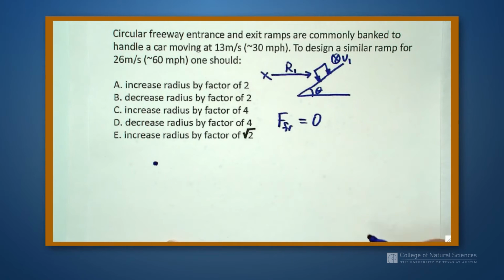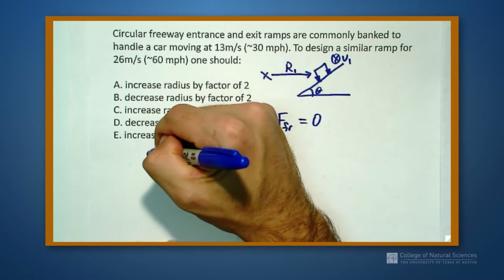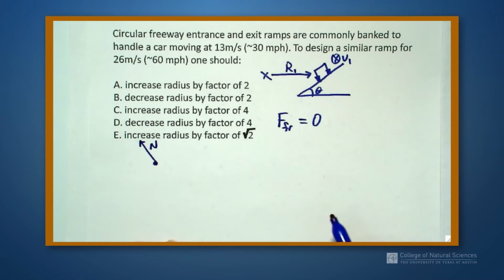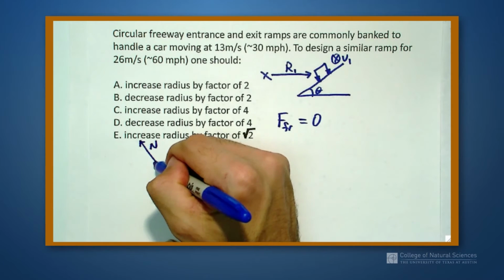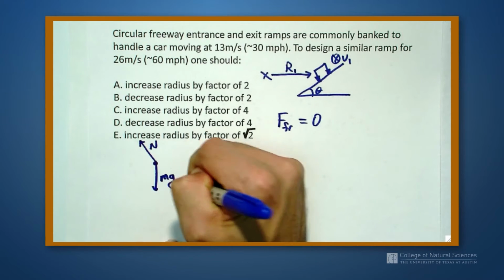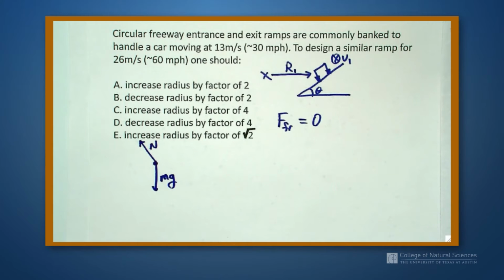So I'm going to draw my free body diagram. My free body diagram for this says that I have a normal force pointing perpendicular to the ramp. I have a weight force pointing straight down. And I don't think I have any other forces. There's no upward forces, downward forces, no friction.